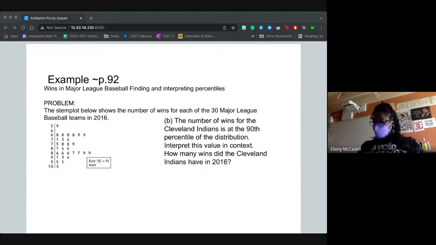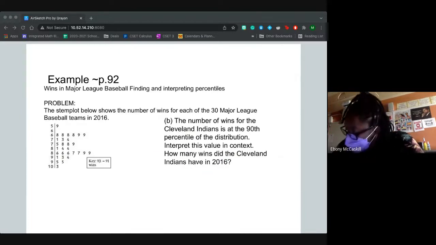Right. Next example. The number of wins for, are they still called this, for Cleveland is at the 90th percentile of the distribution. Interpret this value in context. How many wins did the Cleveland team have in 2016?